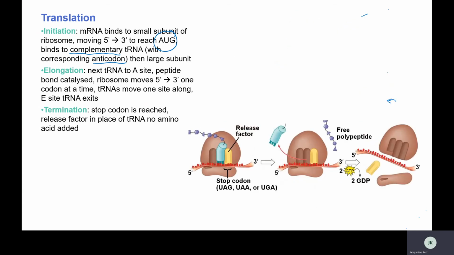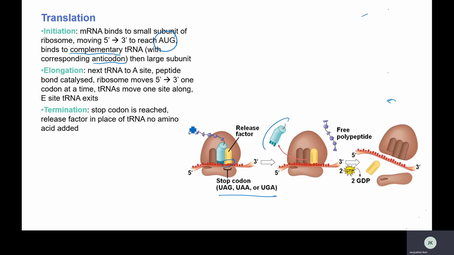And then we have termination. So a release factor is not a tRNA molecule, but it's still got an anticodon. It's got a match of codon here for the stop codon, but it's of course not carrying amino acid. So then our polypeptide is free, and our ribosome disassembles and can be reused again as well.